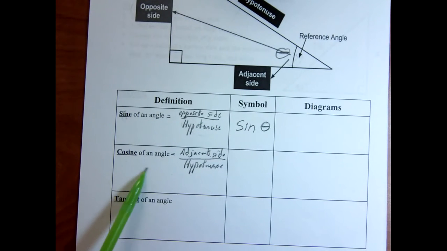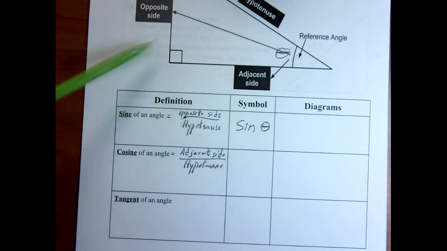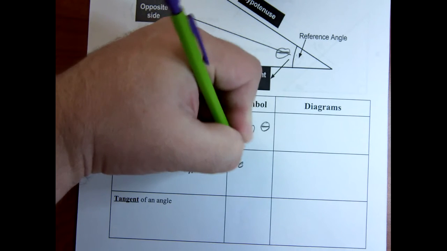Picking back up. So the cosine of an angle is defined as the adjacent side divided by its hypotenuse. So the length of this side divided by the length of that side. This will be abbreviated using these 3 letters.